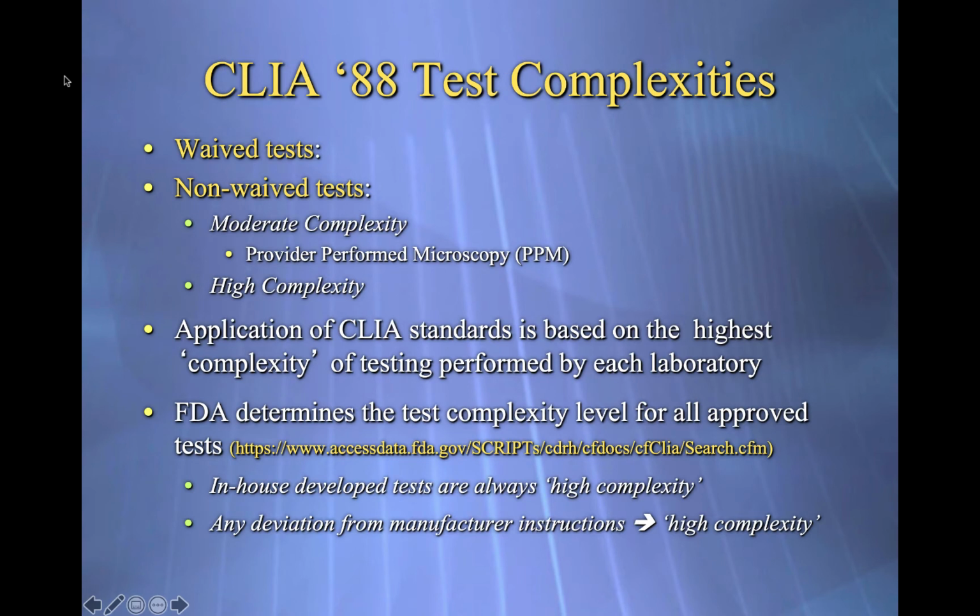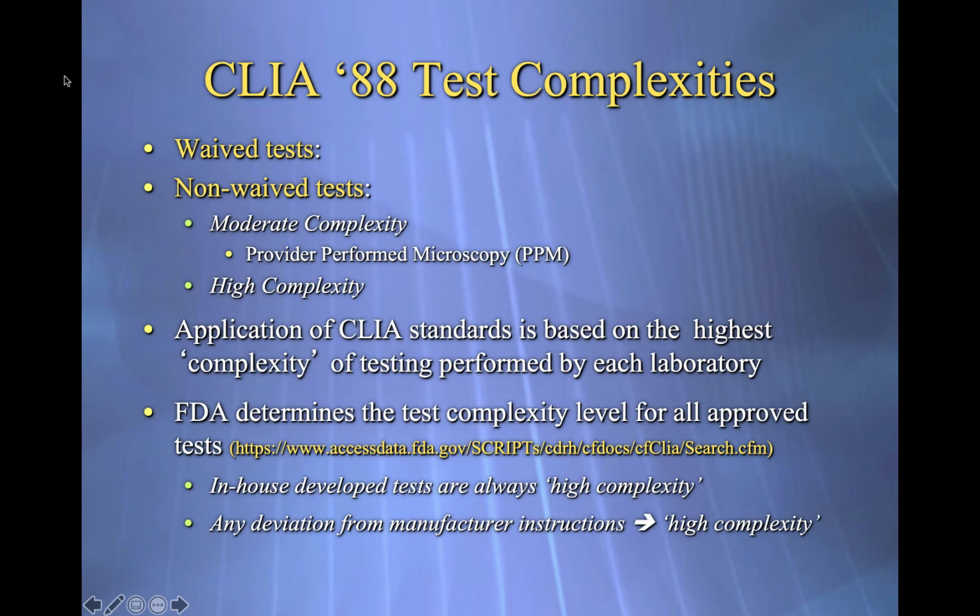So I've already mentioned waived tests, and we'll talk a little bit more about those, but you're going to hear the terms waived test and non-waived tests. So non-waived tests are two categories, with a subcategory: moderately complex tests, with the subcategory provider-performed microscopy, which is considered moderately complex, and high complexity tests. And the application of CLIA standards is all set up based on the highest complexity of testing performed in a given laboratory. So if you do 30 waived tests and one high complexity test, you're a high complexity lab because of the highest complexity tests that you perform.